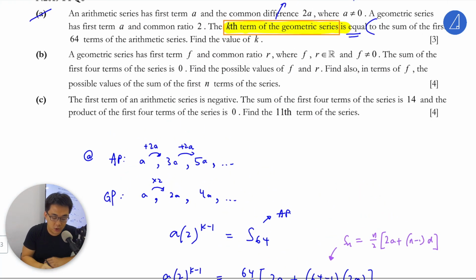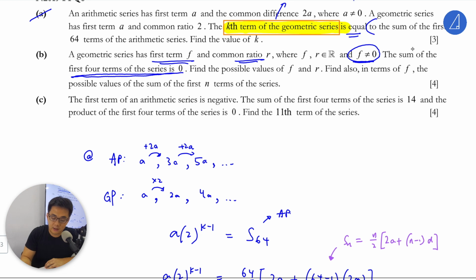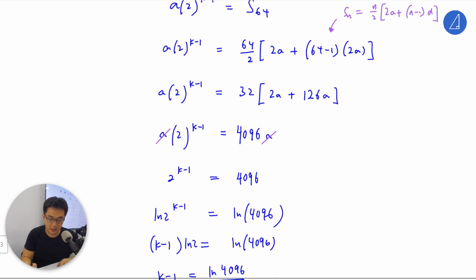So for part B, a GP has a first term F and common ratio R, and F is not equal to 0. The first term is not 0. The sum of the first 4 terms of the series is 0, so S4 is 0. Find a possible value of R. Find also, in terms of F, the possible value of the sum of the first n terms of the series. I think this is pretty okay.